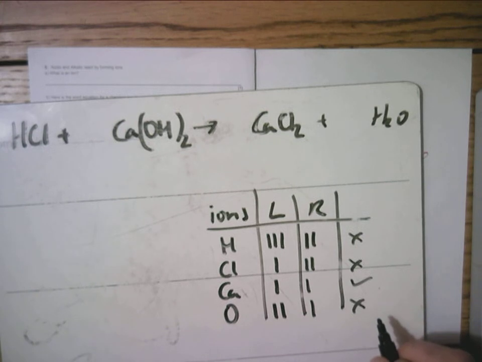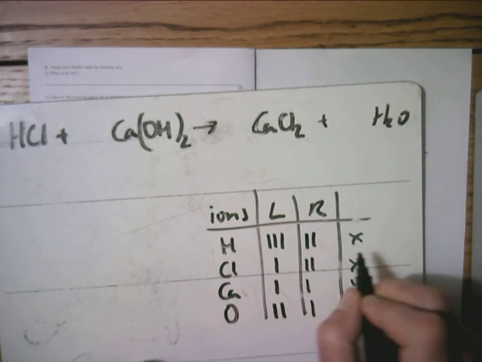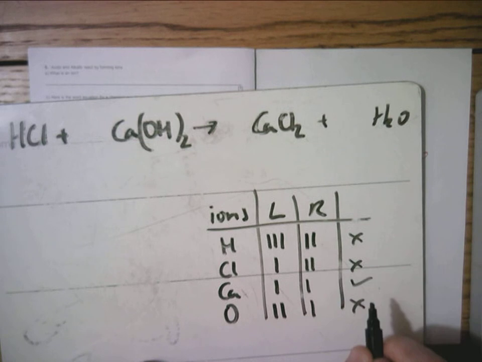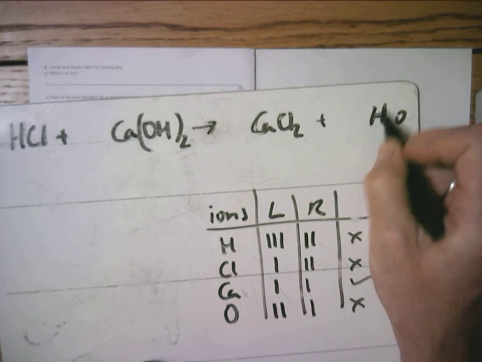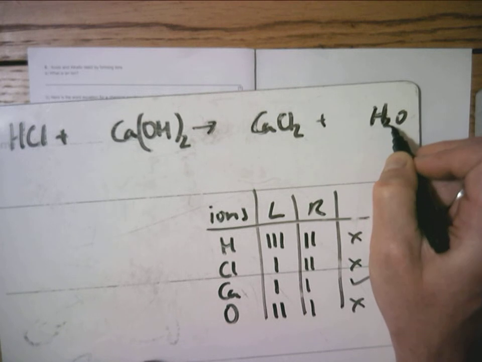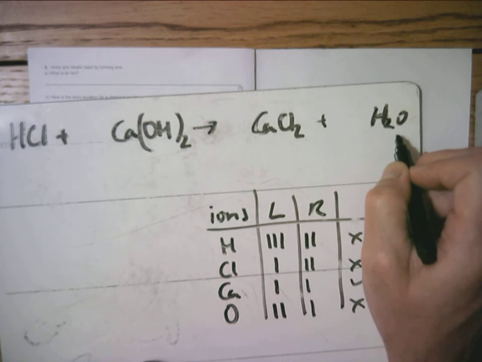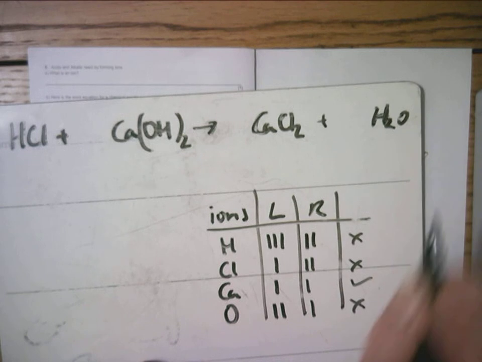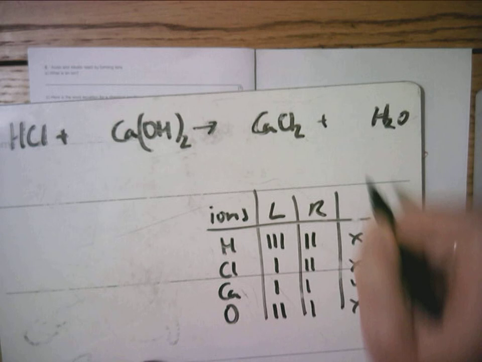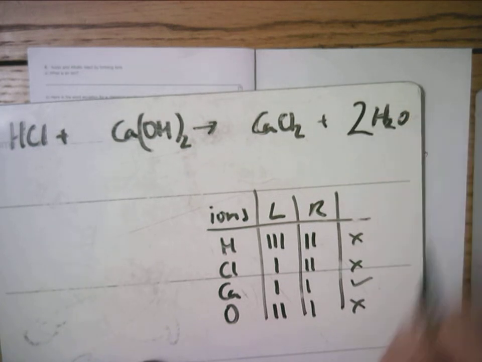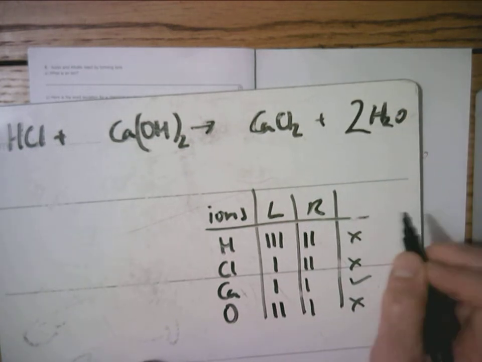So the first thing I'm going to do is address the hydrogen situation. I need more hydrogens on the right hand side. I can't change the formula of H2O. I can't make it H3O or H4O because water is H2O and it always will be H2O. The only thing I can do is make more water, make more of it by adding a ratio number. And as soon as I add a ratio number, I immediately do a recount.